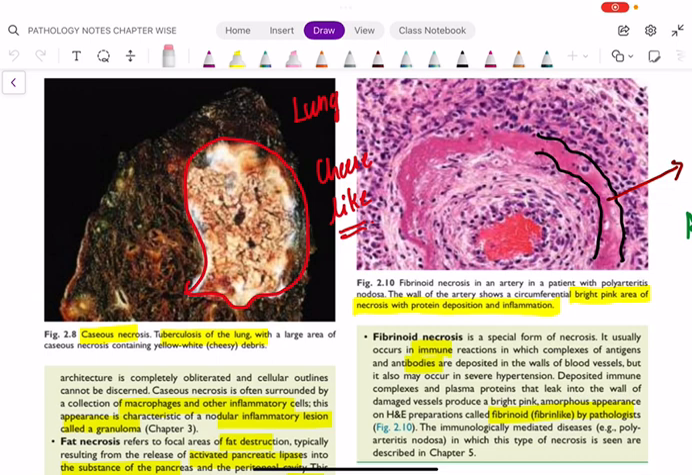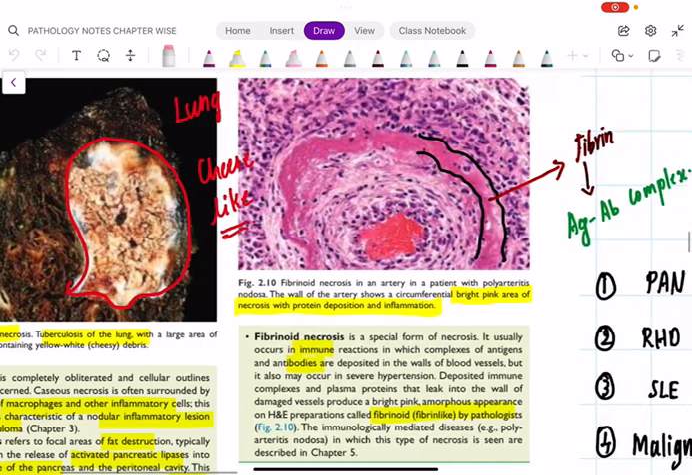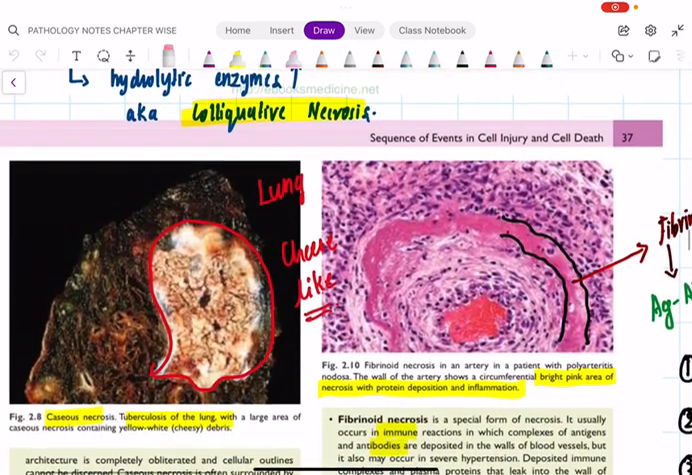Whenever you hear the word caseous, the first thing that should come to your mind is tuberculosis of the lung. Tuberculosis of the lung or of the intestine, whatever it may be, will always present with cheese-like or caseous material. This is because Mycobacterium tuberculosis has a very important component in its cell wall. Anybody know what the compound is? Mycolic acid. The mycolic acid present in the cell wall of Mycobacterium tuberculosis is responsible for this cheese-like material formation.